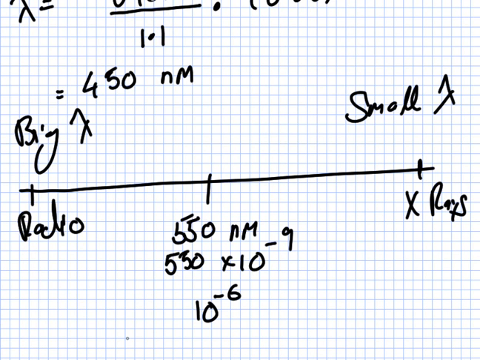Let's have a look at our electromagnetic spectrum graph. I feel like if it's 450, that's a little bit smaller. I think it might be violet, maybe ultraviolet. I don't know. Let's have a look. Oh, come on. Here we go.